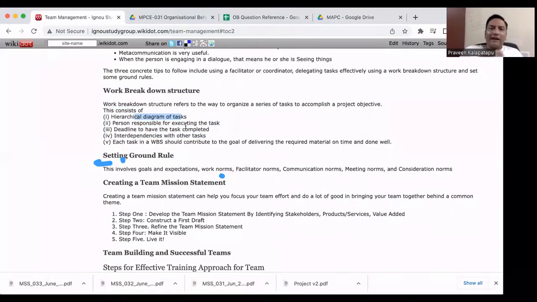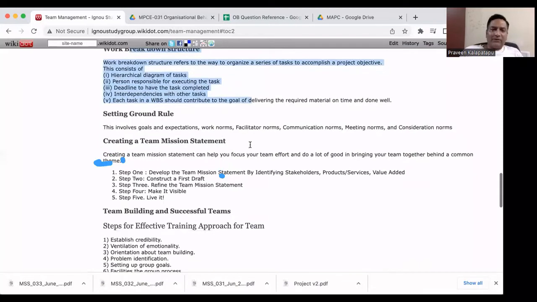Basically, you can use hierarchy diagrams of tasks. You can break the task into various levels using a hierarchical diagram. You need to recognize which person is going to execute what task in that particular hierarchy. You need to fix the deadline and when exactly they are going to complete. You need to understand the interdependency. If somebody is doing this task, you need to understand that. And each task should contribute to the goal. Every task in the work breakdown structure, WBS, is to take you towards the common goal. So you need to take the goal and then only define the work breakdown structure. That is exactly what it is saying.